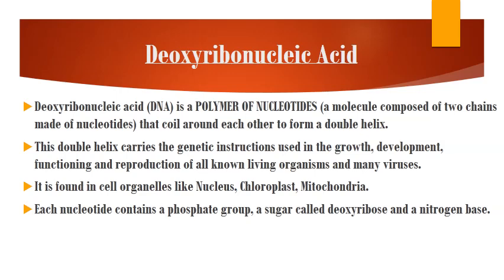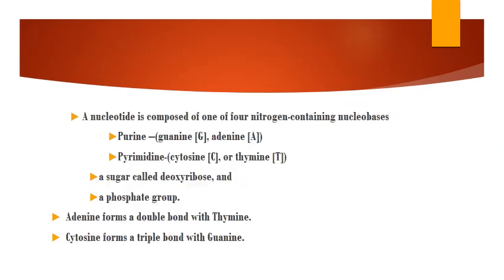Each nucleotide contains a phosphate group, a sugar called deoxyribose, and a nitrogen base. A nucleotide is composed of one of 4 nitrogen-containing nucleobases, purines and pyrimidines. Purines are guanine and adenine, and pyrimidines are cytosine and thymine. Adenine forms a double bond with thymine and cytosine forms a triple bond with guanine. So you have to remember double bond and triple bond.